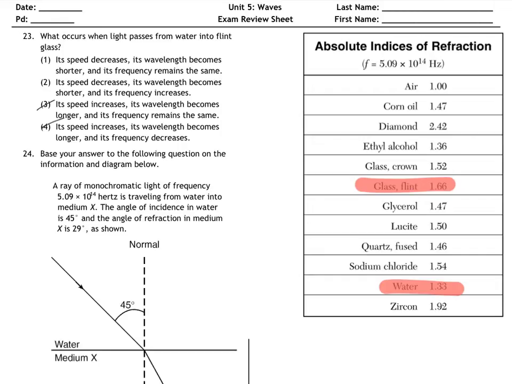But check out the equation v equals f lambda for the rest. Because the frequency can't change during this process, we're really just observing the direct relationship between velocity and wavelength. And we just said that the velocity will decrease, and that means that the wavelength will also decrease, and therefore choice 1 is the best answer.